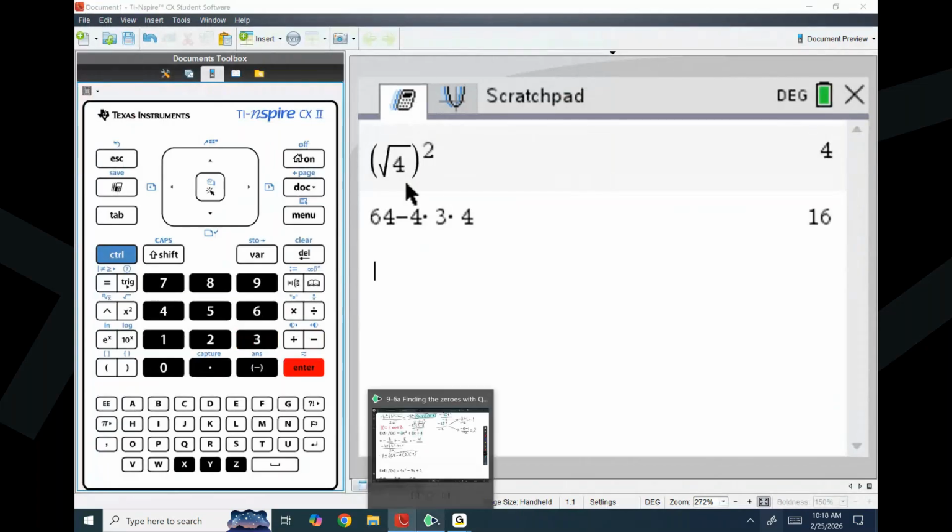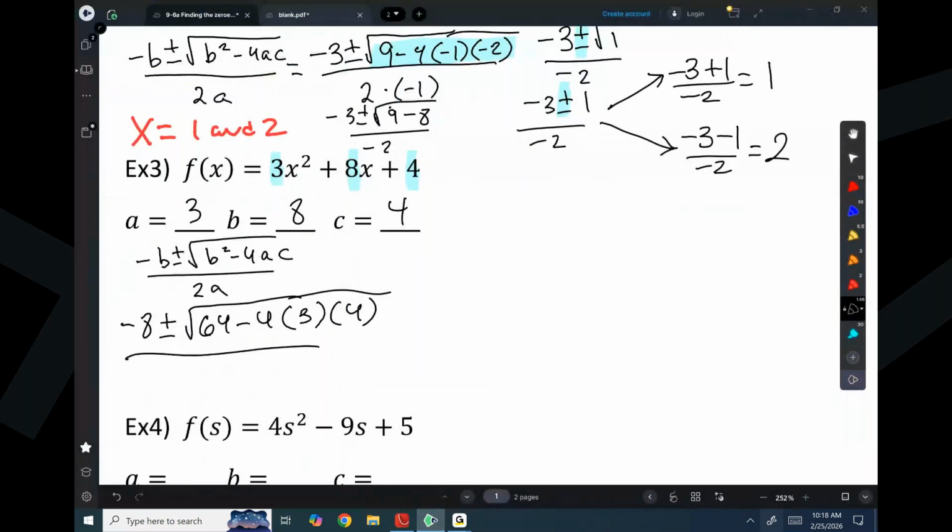Okay, 16 over 2 times 3, so over 6 in a minute, right? So that becomes, what does this become? Negative 8 plus or minus the square root of 16 over 6. What is the square root of 16? 4. So this becomes negative 8 plus or minus 4 over 6.